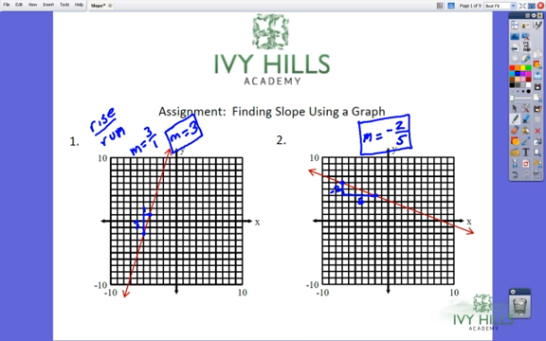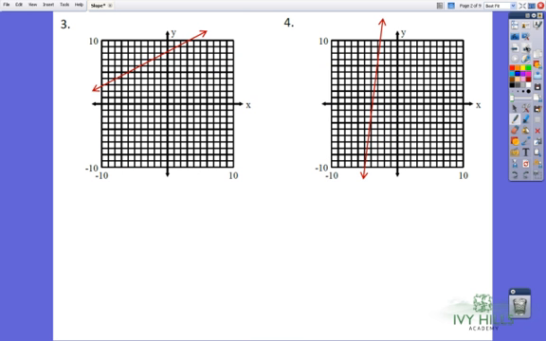For number 3, we're looking for 2 points on the graph again. Here is a point. Continuing along the graph, we might find another point right here. So we are going up 1 and over 2. So our slope, which again is rise over run, we had a rise value of 1 and a run value of 2, so our slope would be 1/2.